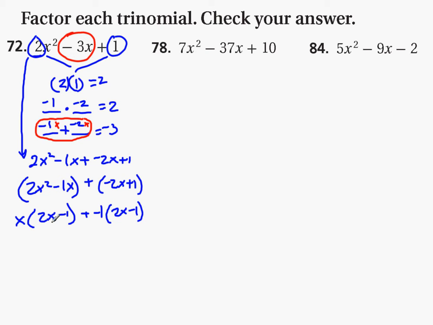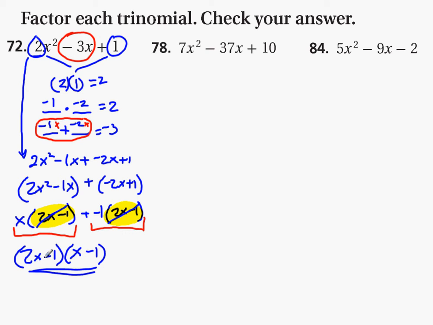All right? Notice that in this case, every time we factor by grouping, we should have a multiplier in each term. Remember, these are the two terms right here. We should have a multiplier that is the same. And in this case, it is 2x minus 1. So we take the 2x minus 1, cross that out of both there, and we're left with x minus 1. There. That is the factorization.